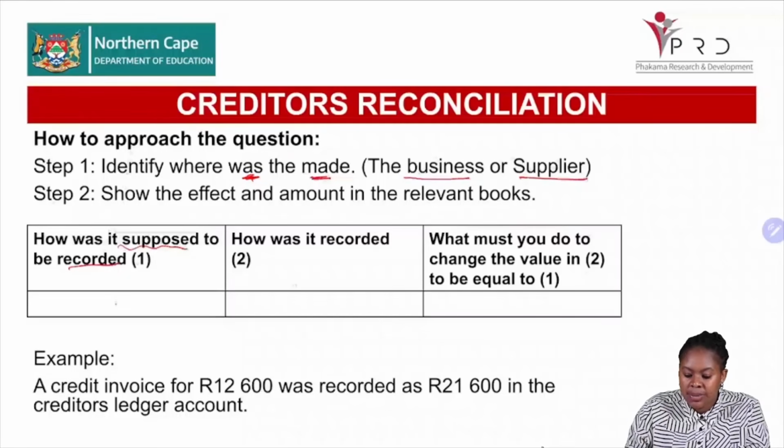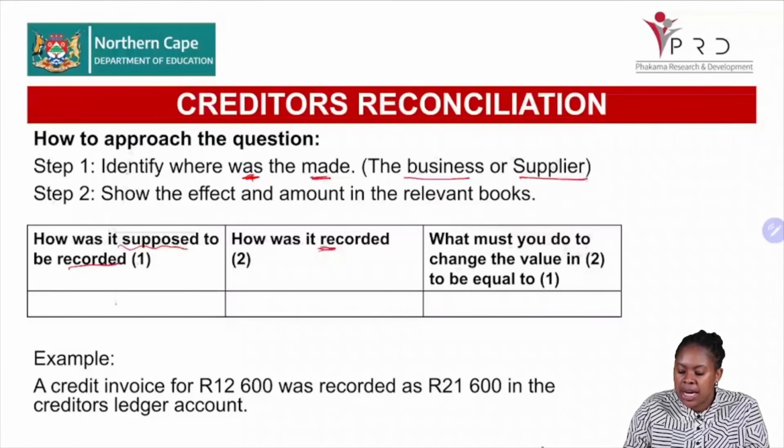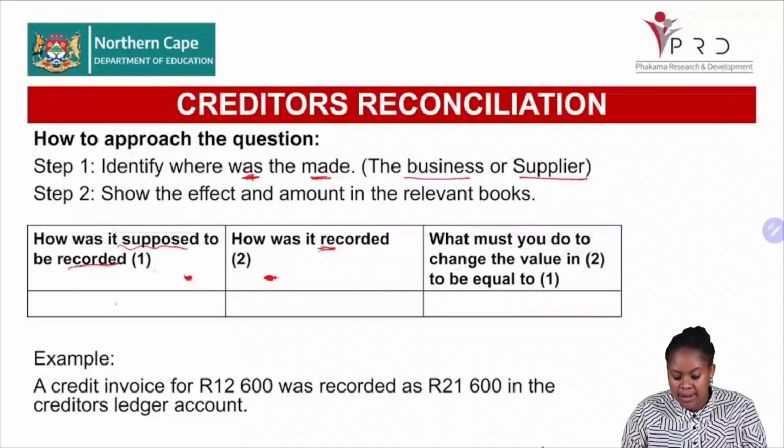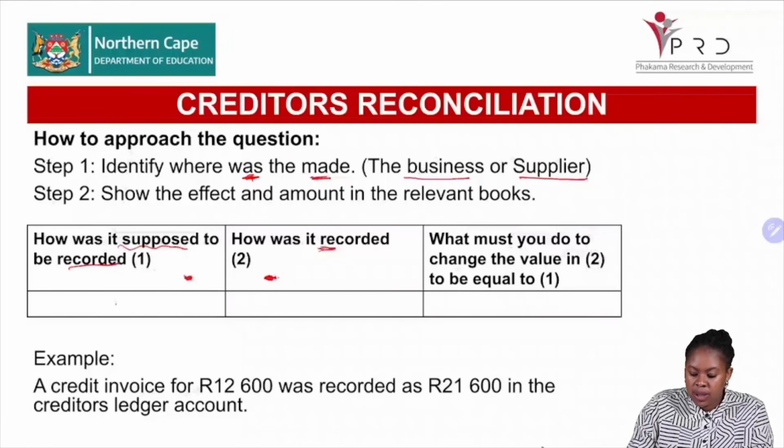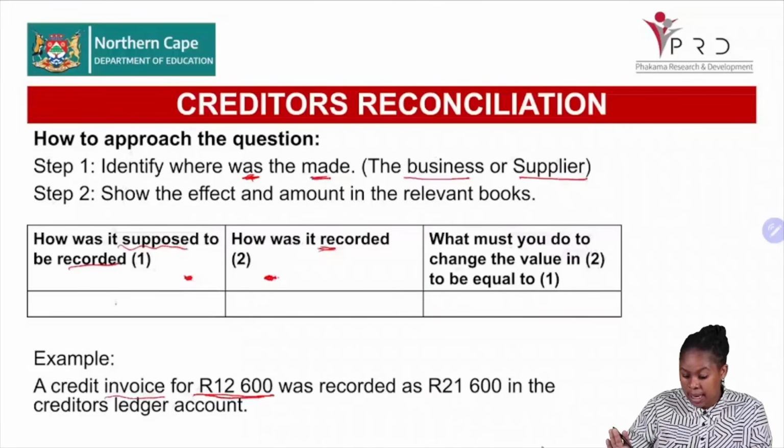Then the second column says, how was it recorded? What did the business do, right? Then, what must you do to change the value in column 2, meaning the wrong amount, so that it is the same as the value in column 1? So, for example, a credit invoice of 12,600. This is a credit invoice. We know an invoice will increase the debt, okay? It was recorded as 21,600 in the creditor's ledger account.